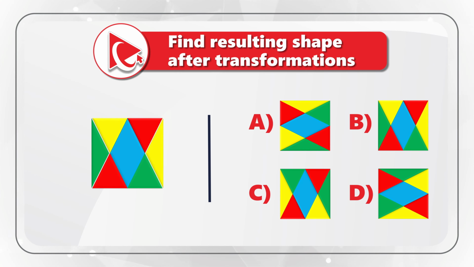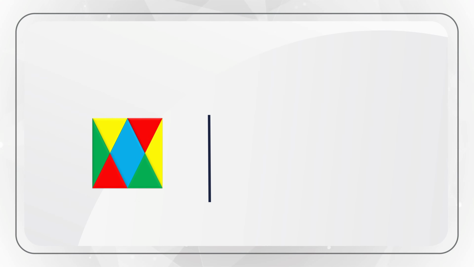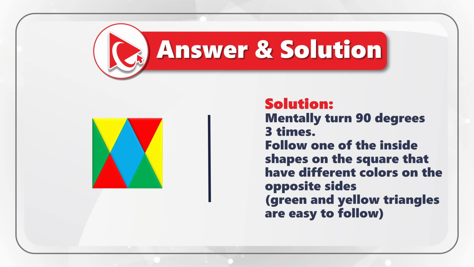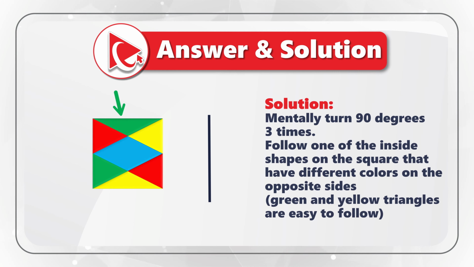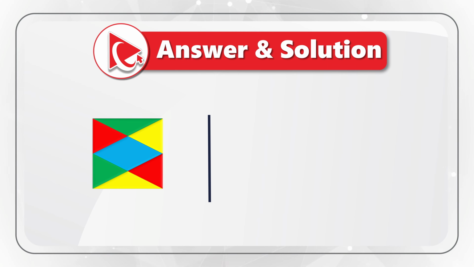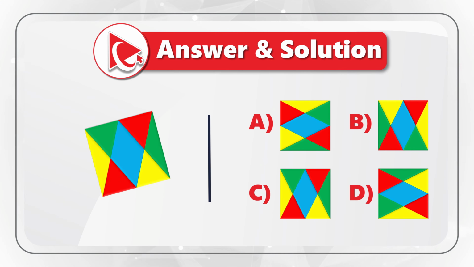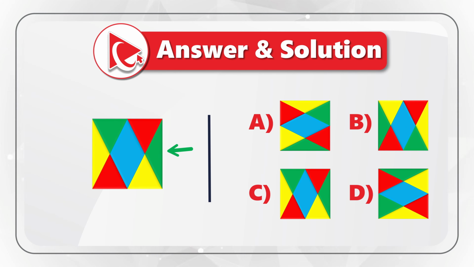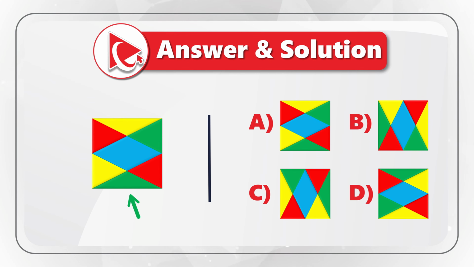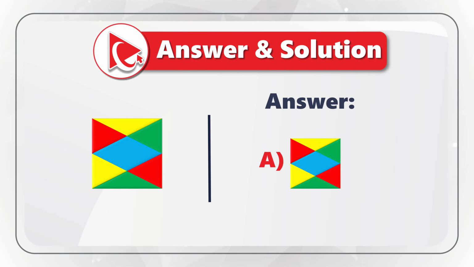So let's do the turning. Let's take the original square, and I am going to follow the green triangle on the left. Let's do the first turn 90 degrees. You see that the green triangle ended up on the top. Let's do another turn. We follow the same green triangle, and now it's on the right side. And the last 90-degree turn, our green triangle ended up at the bottom. So the correct choice here is choice A, where the green triangle ended up on the bottom.